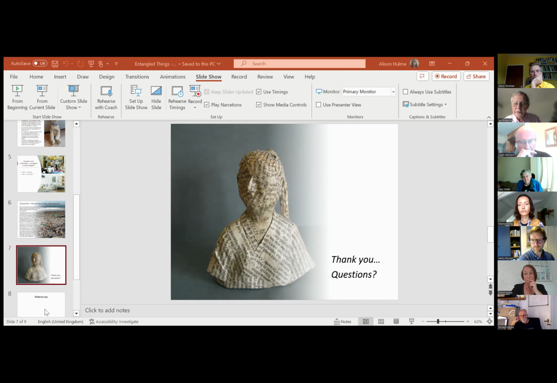Anne has put something in the chat there. She says, it seems to me that there is a big overlap between entanglement and attachment ideas, the Bowlby theory and styles. Any thoughts on that, Alison?